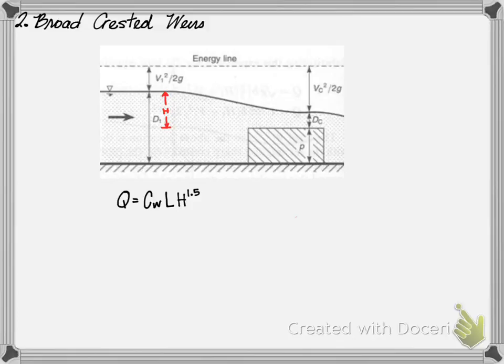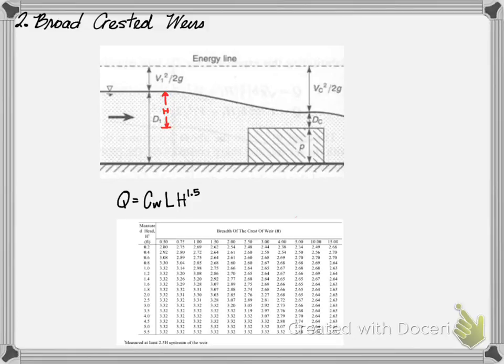So how do we determine the weir coefficient? The weir coefficient for a broad-crested weir is based on the following table, where in the first column you see the height H of the weir, or the depth of flow upstream of the weir. And on the first row, it's the breadth of the weir, or B, how long it is. And so it ranges from anywhere from 0.5 feet to 15 feet. So you can get an estimation.